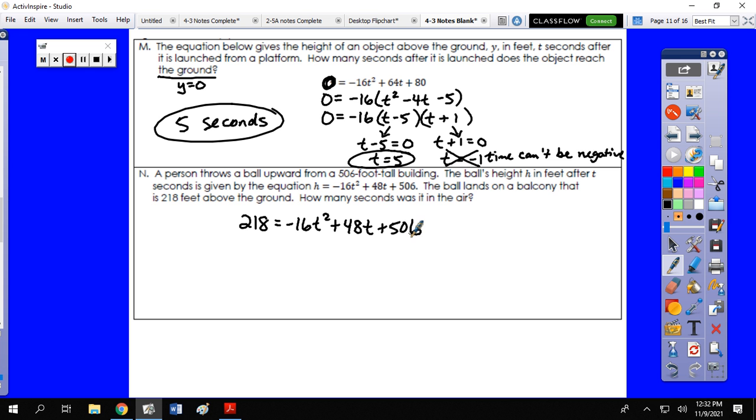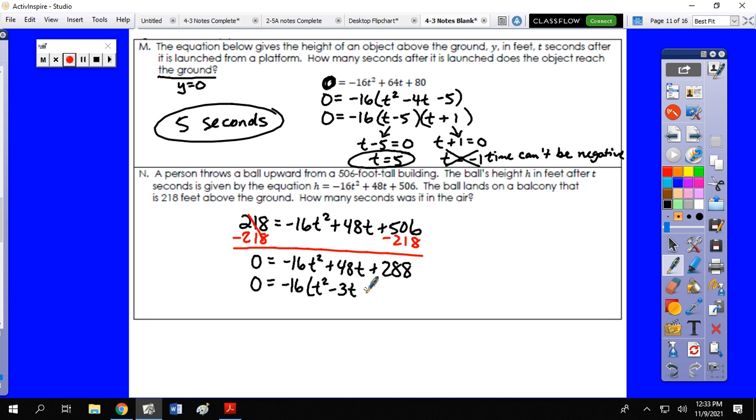this equation to solve. Now if we're going to solve that by factoring, it has to equal 0. So our first step is to subtract 218 from each side of the equation so that one side of the equation will equal 0. That would give me 0 equals negative 16t squared plus 48t plus 288. Then I would factor out the greatest common factor. The greatest common factor is 16. So I'd take out negative 16, which would leave me with t squared minus 3t. What's 288 divided by 16? 18. Minus 18.